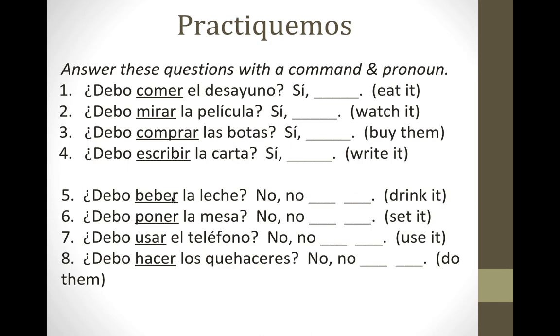First, do your command. The negative command of beber would be no bebas. And then you need to replace milk with the object pronoun it. Okay, remember the object pronoun is going to go between no and the verb. So it's going to go right here, and you'll get no las bebas. Okay, please pause me and work through the remaining practice problems.